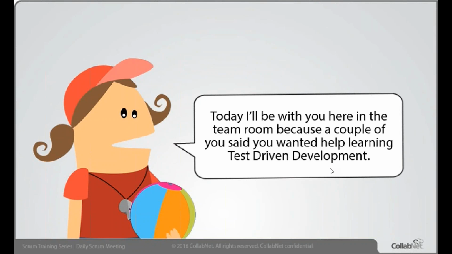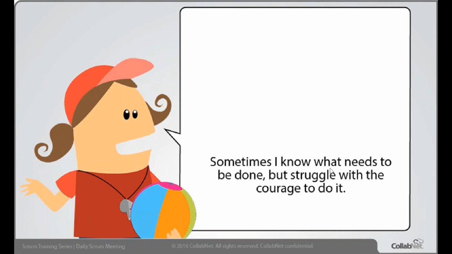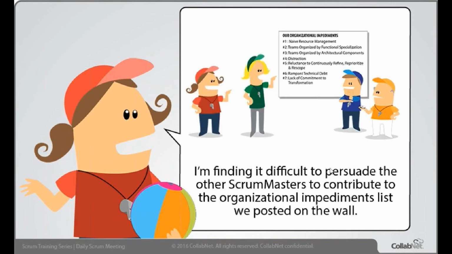Today I'll be with you here in the team room because a couple of you said you wanted help learning test-driven development. My impediments today: sometimes I know what needs to be done, but struggle with the courage to do it. I'm finding it difficult to persuade the other Scrum Masters to contribute to the organisation impediments list we posted on the wall.